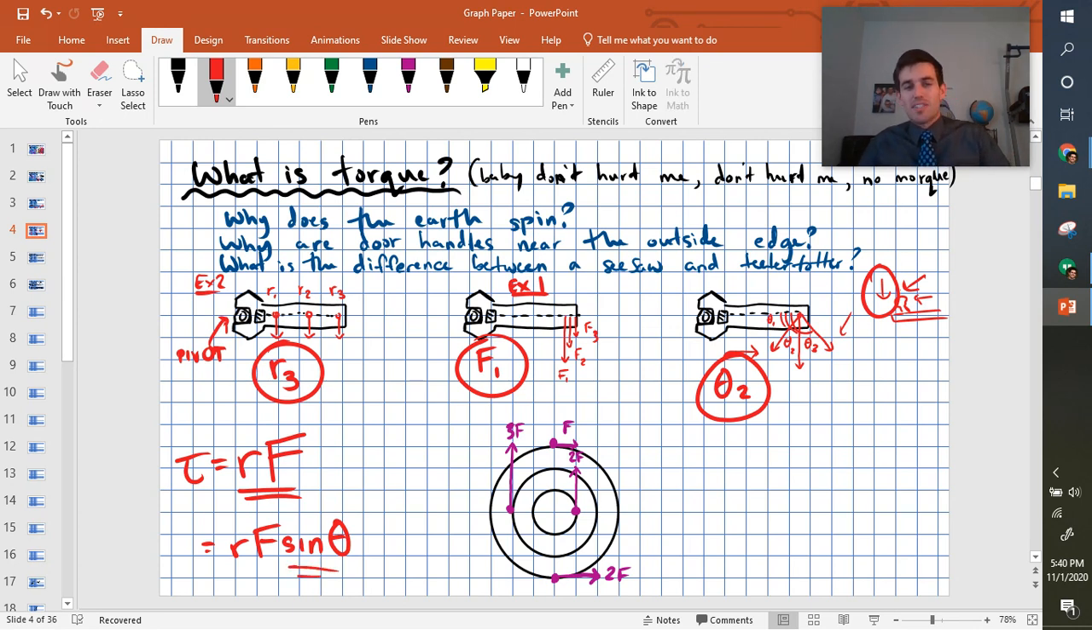We just plug this in. If it's 90 degrees, sine of theta is 1, and that would give us our biggest torque. And anything greater or less than 90 degrees, as we go this way or we go that way, we'll end up decreasing the sine value and therefore decreasing the torque.